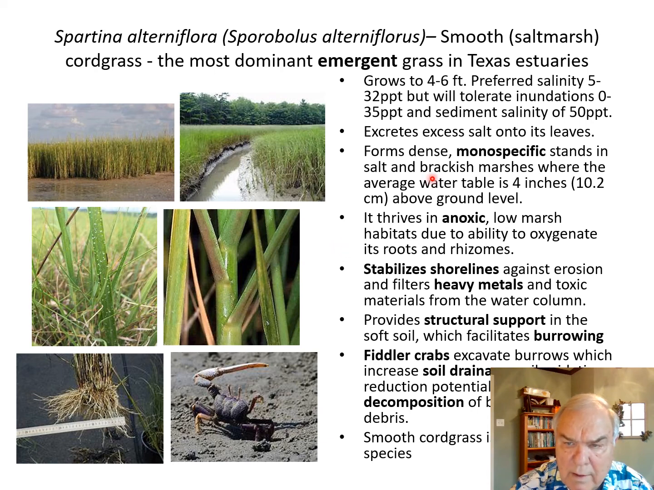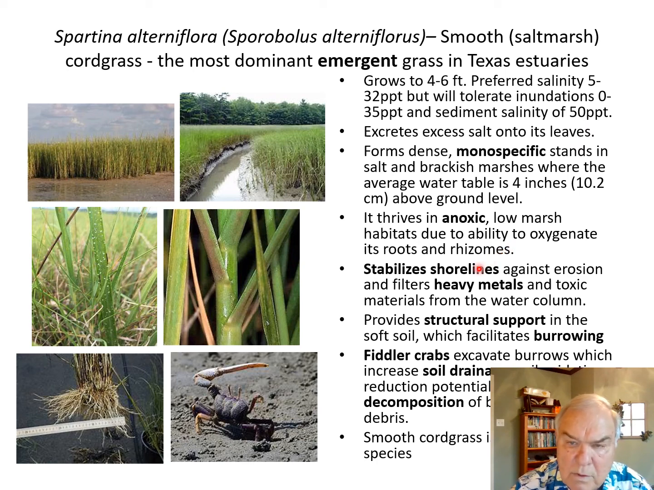Typically grows in what they call monospecific stands. There's not many other plants that have its unique ability to tolerate a variety of salinity conditions. Preferred salinity, again, is 5 to 32 parts per thousand, but it'll tolerate inundations of fresh water and up to 35 parts per thousand. And actually, some of the sediment salinity that it's growing in has been measured up to 50 parts per thousand. So quite a wide range.